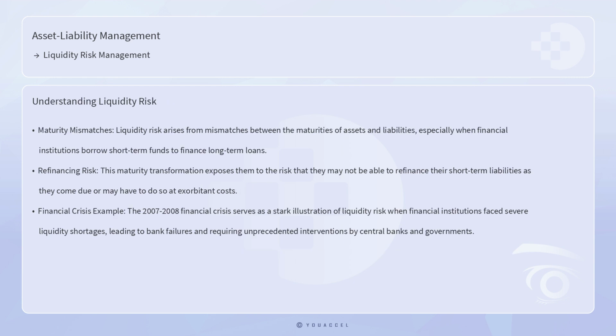frameworks. Liquidity risk arises from mismatches between the maturities of assets and liabilities. Financial institutions, for instance, typically borrow short-term funds to finance long-term loans. This maturity transformation exposes them to the risk that they may not be able to refinance their short-term liabilities as they come due, or may have to do so at exorbitant costs. The 2007-2008 financial crisis serves as a stark illustration of liquidity risk. During the crisis, financial institutions faced severe liquidity shortages, which led to a cascade of bank failures and required unprecedented interventions by central banks and governments.